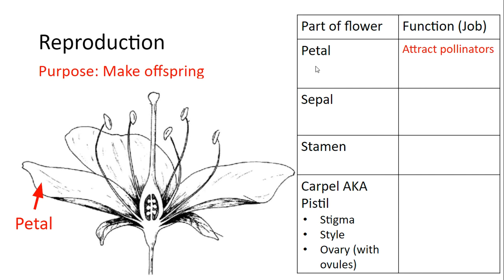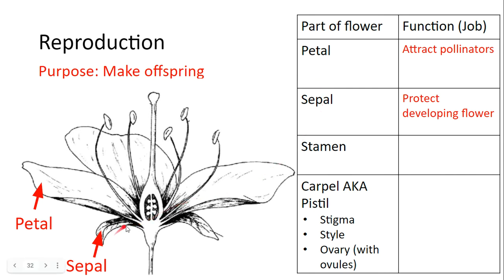So if it's a yellow color, we're probably trying to attract bees or moths. If it's more of a reddish color, we're probably trying to attract birds. If the petals are kind of a dull color or maybe even white, we're probably trying to attract bats. And it's not necessarily based on the color, but more on the scent of the petal. So the type of petal is almost specialized for the type of pollinator it's trying to attract.